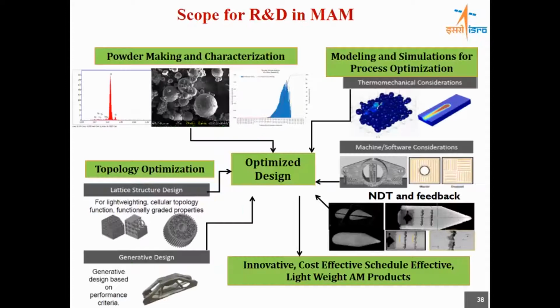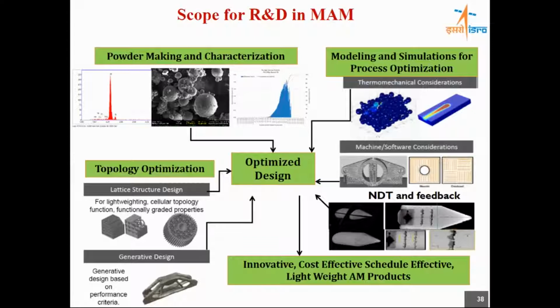So coming to the scope for R&D in metal additive manufacturing, there is tremendous scope in powder making and characterization, because we know that powders are the input material for most of these additive techniques, that is mostly laser powder bed fusion or the electron beam powder bed fusion technique. So mostly spherical powders are used. And we know that there are many alloys.